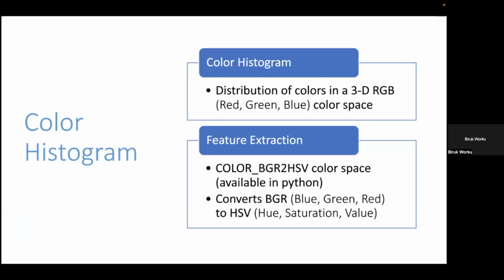Color is an important feature of an image. Color histogram is the distribution of colors in a three-dimensional RGB color space. In this project, features of the image are extracted using the HSV color space of an image. HSV stands for hue, saturation, and value. This is done by using the color_BGR to HSV color space module that is available in Python. It converts BGR to HSV.